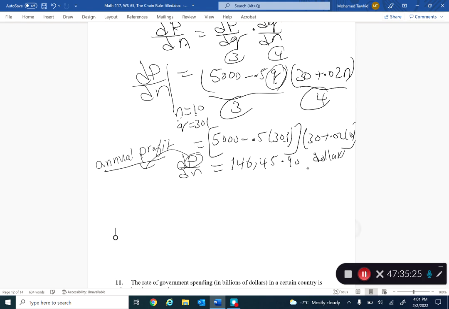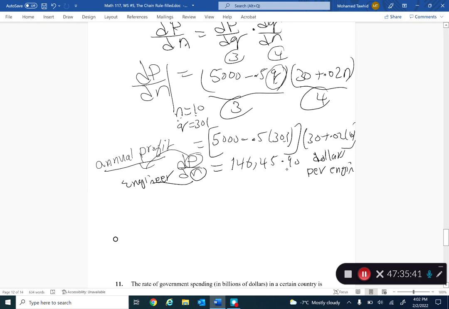per engineer, right? Because what is your n? That is the number of engineers, right? So that is your annual profit, which is in dollars per engineer. But what does this one here mean?